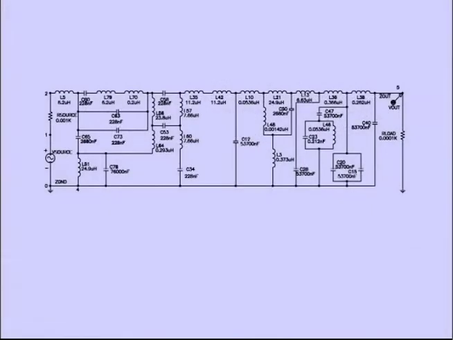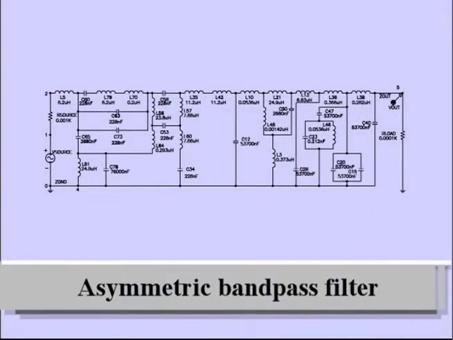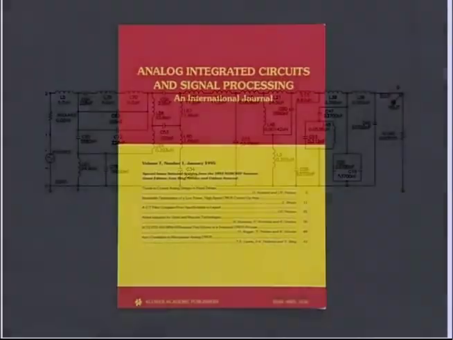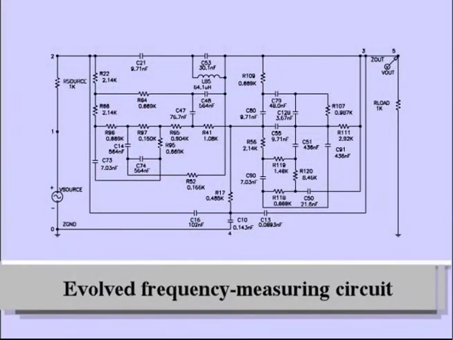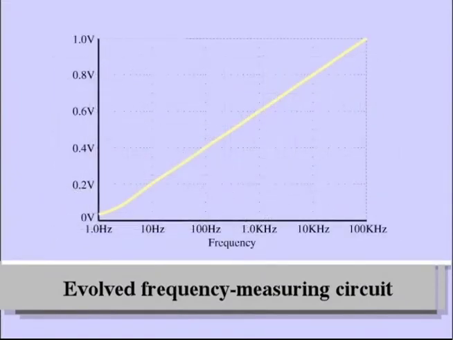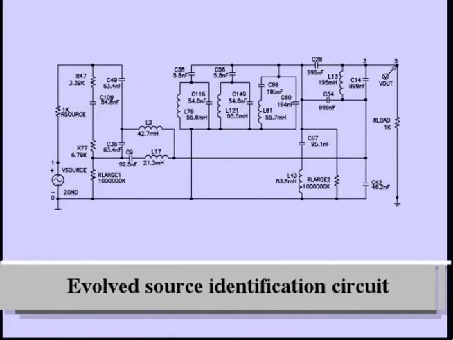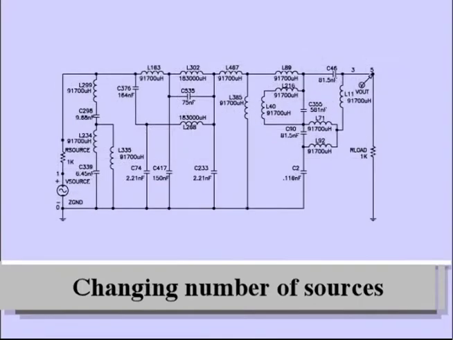Genetic programming can similarly produce many highly non-standard circuits, including this asymmetric bandpass filter, described as being difficult to design in a leading analog circuit journal. With similar minor changes in the fitness measure, genetic programming can evolve a frequency measuring circuit whose output voltage is linearly proportional to the incoming frequency, as well as a source identification circuit, including an adaptive source identification circuit where the number of sources changes during the run.